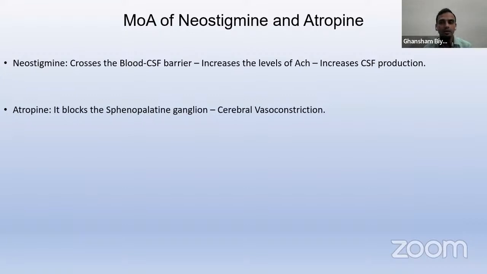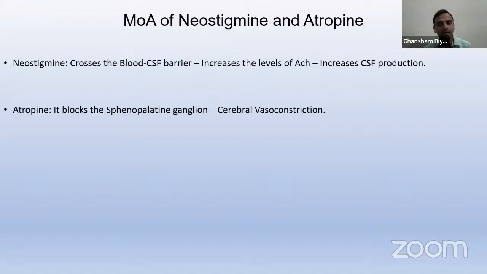So we all know that neostigmine is a quaternary acetylcholinesterase inhibitor. It doesn't cross your blood-brain barrier, but it can cross your blood-CSF barrier. And once it crosses, it is going to increase the levels of acetylcholine by inhibiting the enzyme. This is typically what happens in organophosphorus poisoning, isn't it? So there will be an increase in the secretion. So the CSF production is going to increase. That is why it is going to help in the management of PDPH.